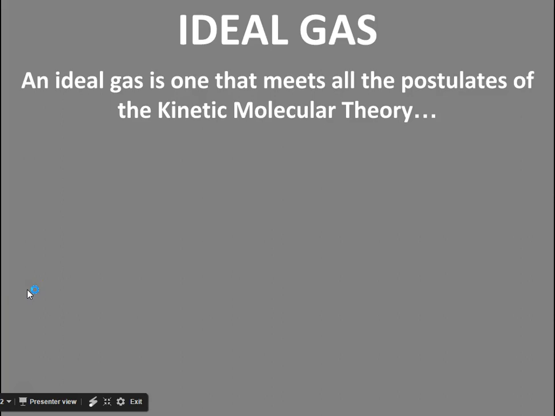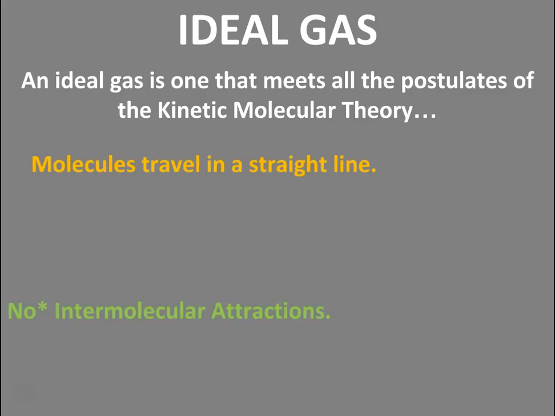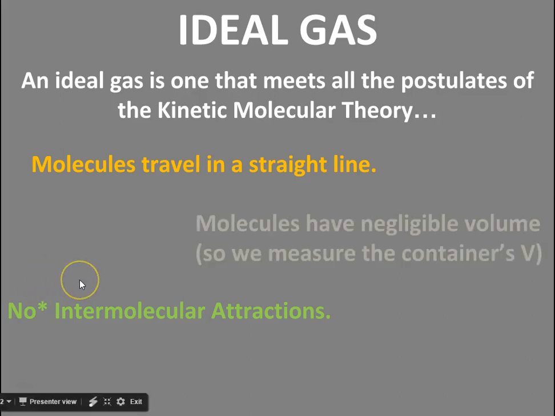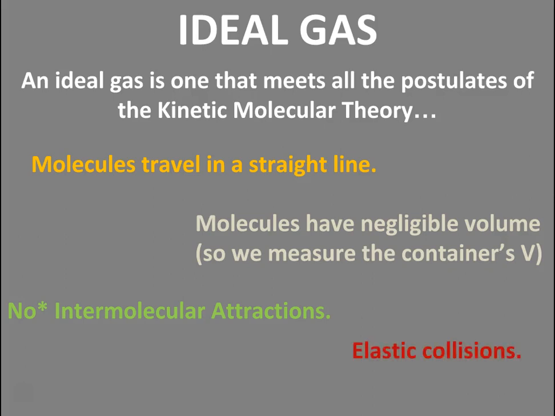Before I get into it though, just a reminder that an ideal gas that we can use this formula for is one that meets all of the ideas or rules of the kinetic molecular theory for gases. They have to travel in a straight line. None of their intermolecular attractions are engaged because they're going so fast. Their volume is negligible compared to the space that they take up, so the volume we're actually measuring is of their container, and their collisions are elastic, so they never slow down and become a liquid, so they stay a gas.